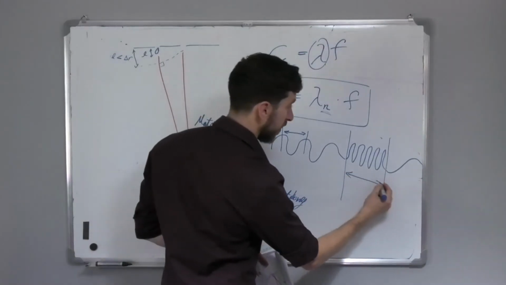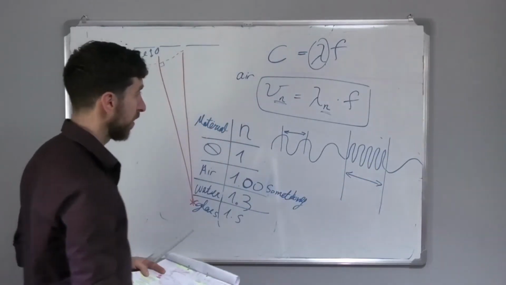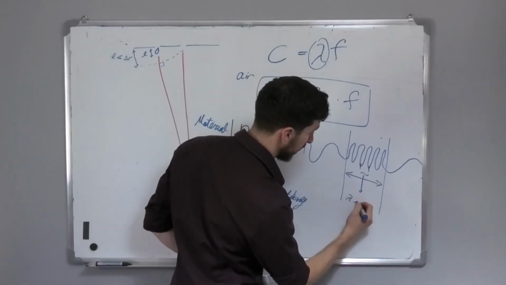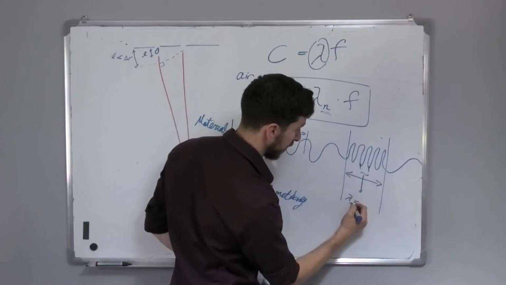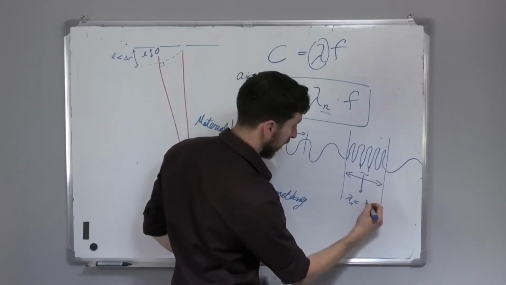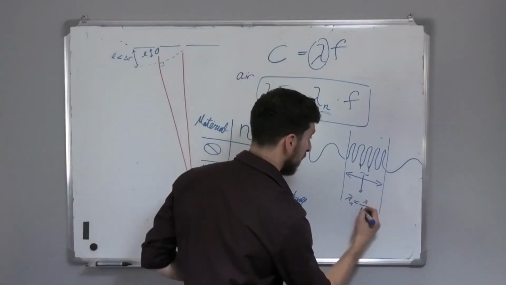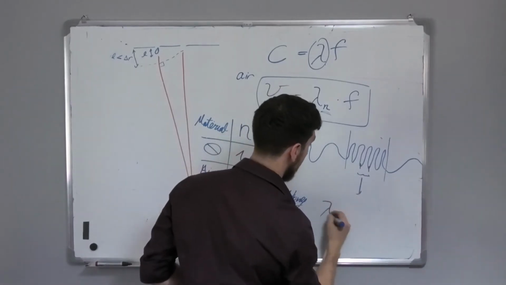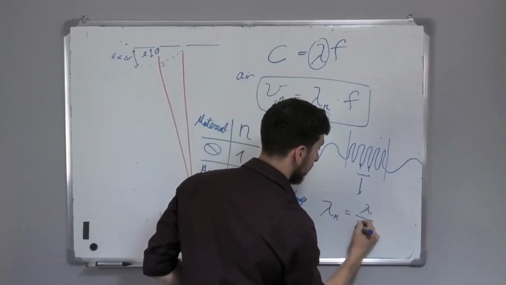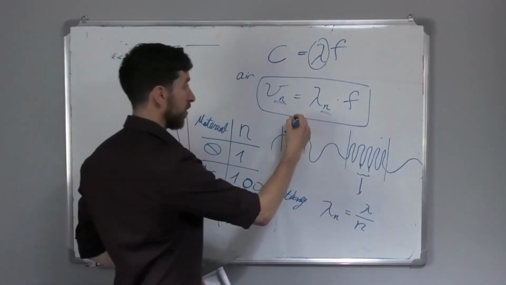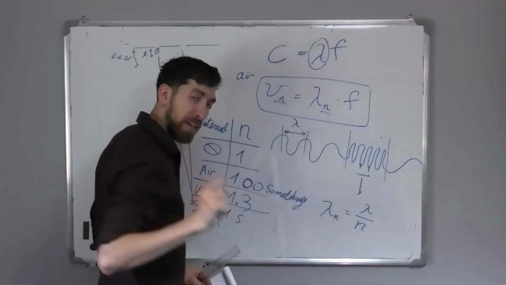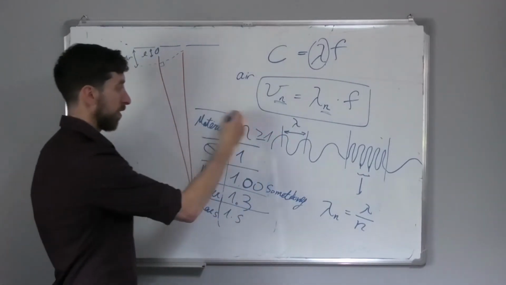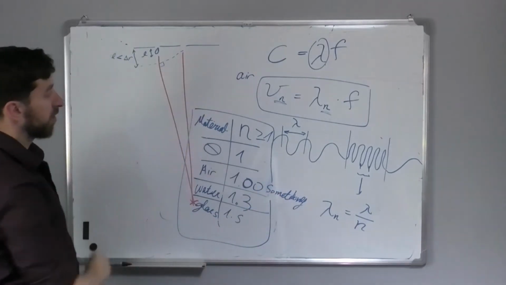So in this space, let's say it was glass or water or mud or something, we need to have a new definition for the lambda. In this space, the lambda is lambda n, and it's equal to lambda divided by n. Okay, let's do it bigger. So this distance here inside the material is lambda n equal to the original lambda divided by n. What's that going to do? If this was the original lambda, it's going to make it smaller. You see, I'm dividing by something that is bigger than 1. That's the idea.